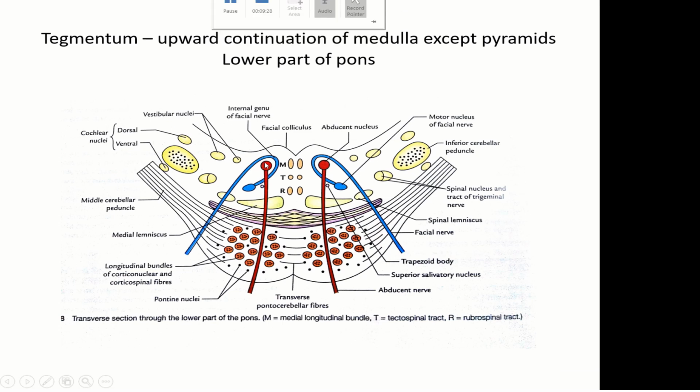Then if you see the gray matter, you can see here this is the abducent nucleus. This is the motor nucleus of the facial nerve. Here you can see the superior salivatory nucleus. This is the spinal nucleus of trigeminal nerve. Here you can see the dorsal and ventral cochlear nuclei. Here you can see the vestibular nuclei.